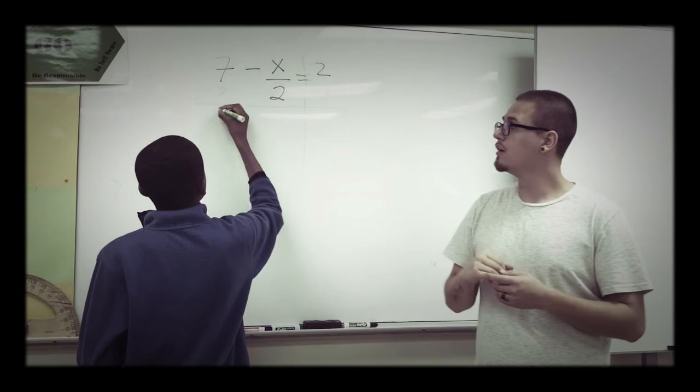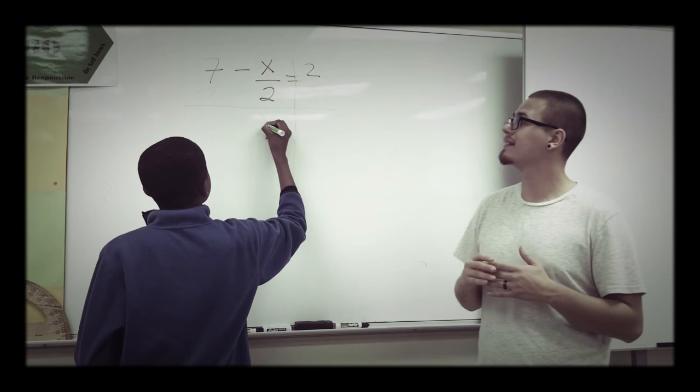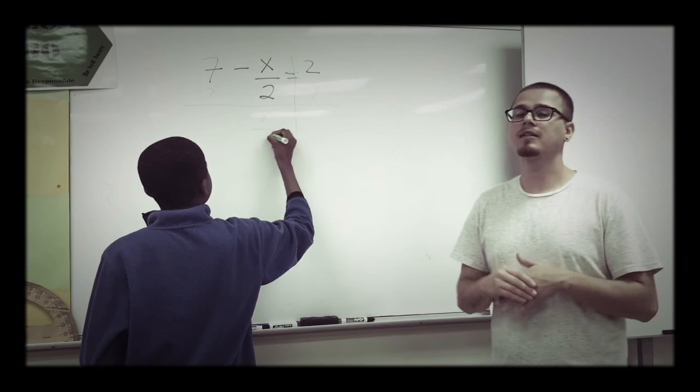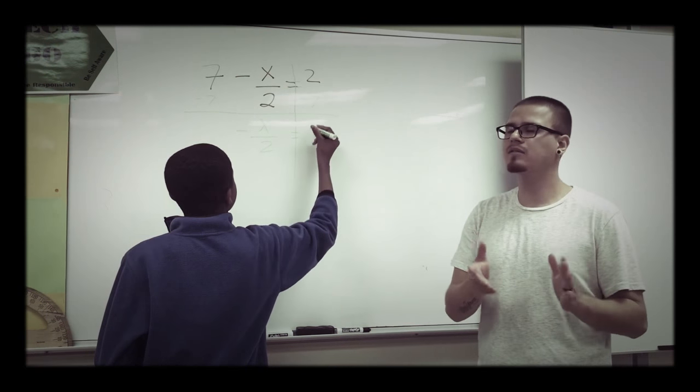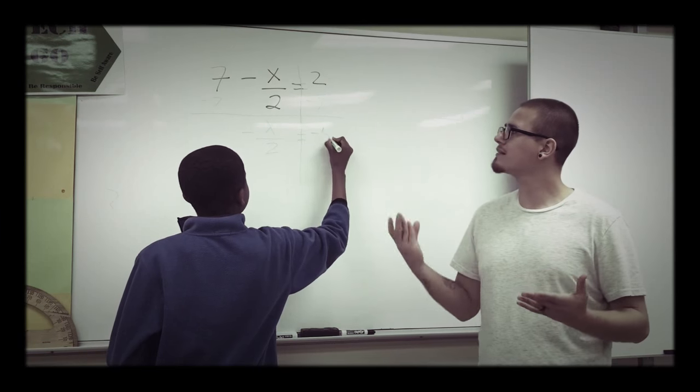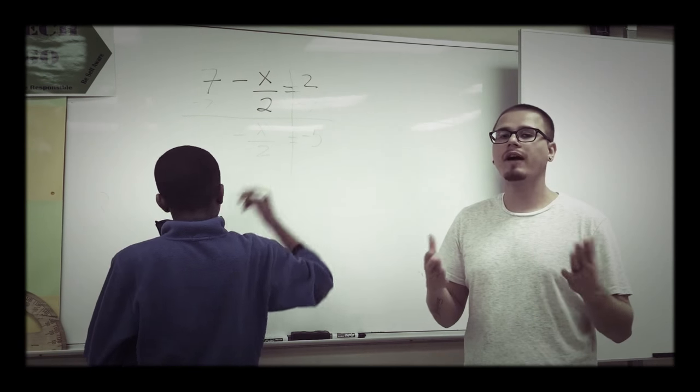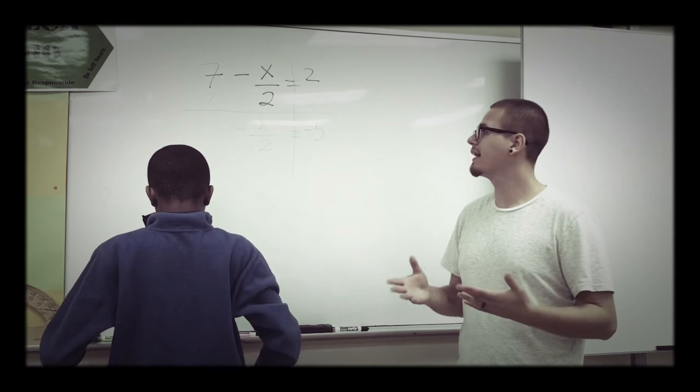That'll make a 0. So then all we have left on the left-hand side is negative x divided by 2. That's the same thing as negative 1/2 times x, whatever way you see it. And that's going to equal 2 minus 7. The 7 is greater, so it's going to be a negative 5.